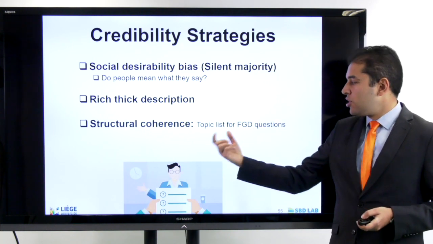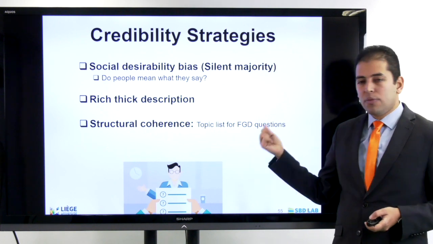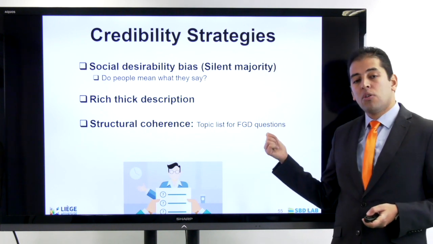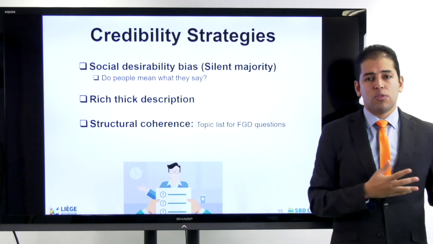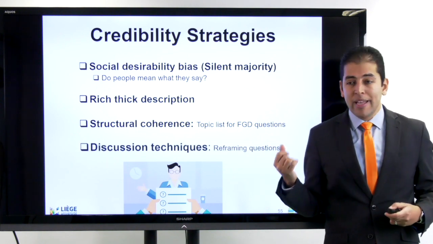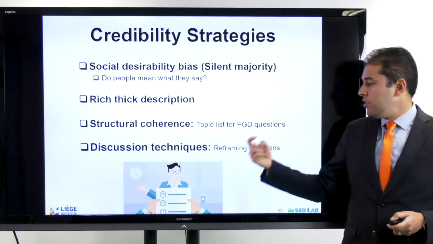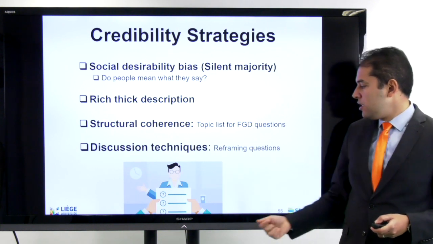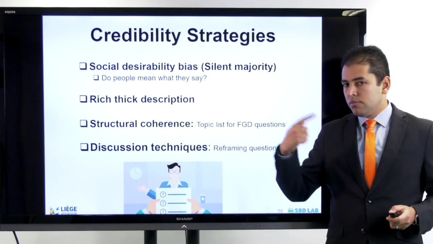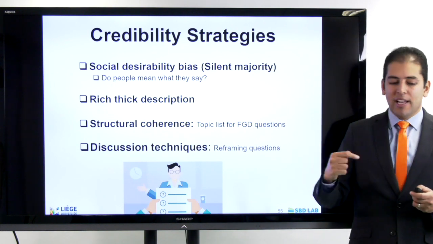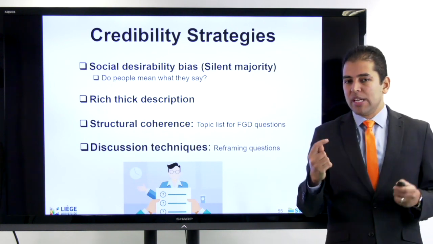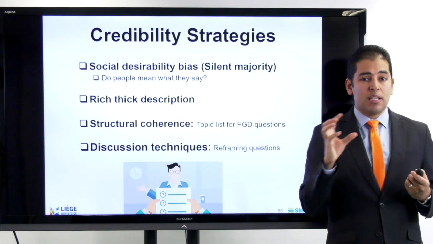You need also to have structural coherence. Is the topic list of your focus group discussion corresponding to the research questions, or do you have something totally irrelevant? And this is very important, and here comes the role of the moderator. You need to look at discussion techniques that reframe the question all the time to make sure that the participant understood the question and is really providing answers that correspond to the question.